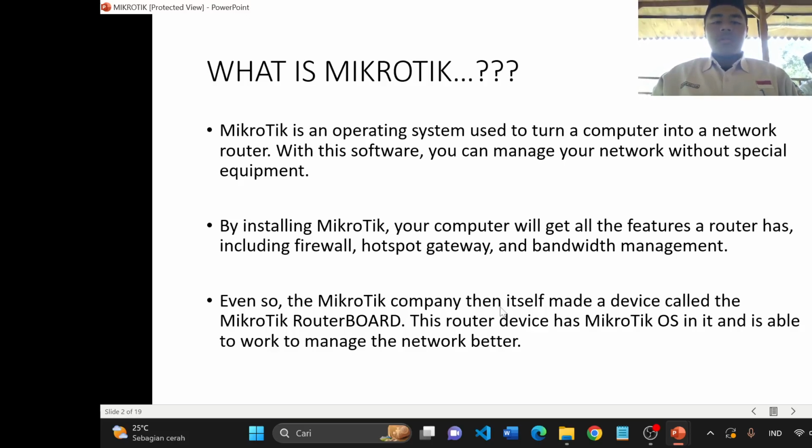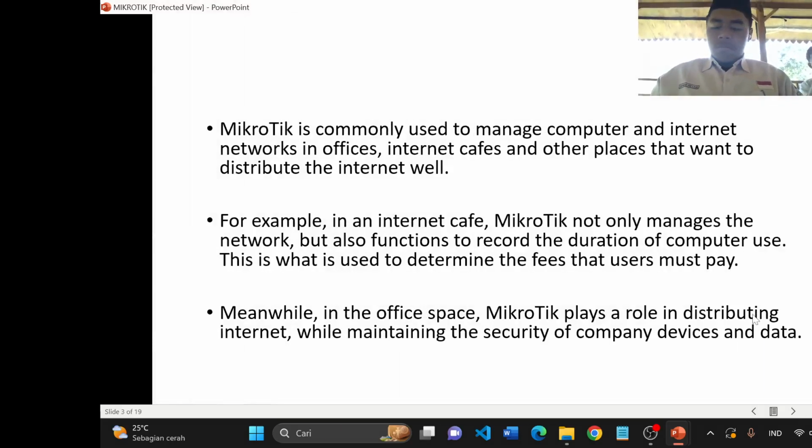Even so, the Mikrotik company itself made a device called the Mikrotik RouterBoard. This router device has Mikrotik OS in it and is able to manage the network better. Mikrotik is commonly used to manage computer and internet networks in offices, internet cafes, and other places that want to distribute the internet well.